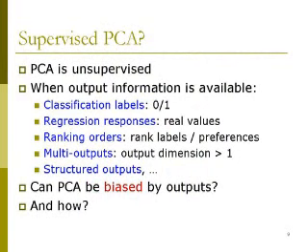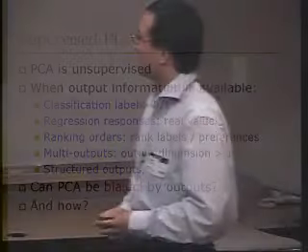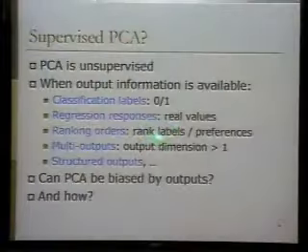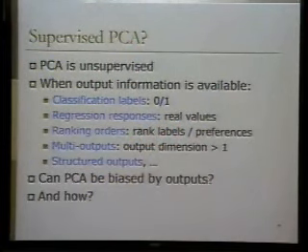So how do we do supervised PCA? PCA is unsupervised, but we could have some output information instead of only the input features. This could be classification labels, which could be 0, 1, or multi-class. We could have regression responses, like real values for each input data. We could have ranking orders, which could be label ranks, or some preference data. We could have multiple outputs.